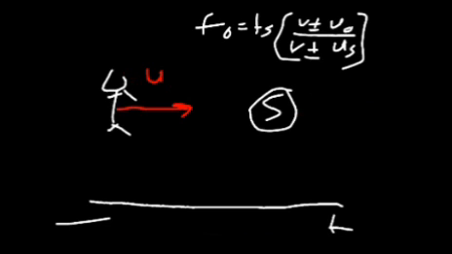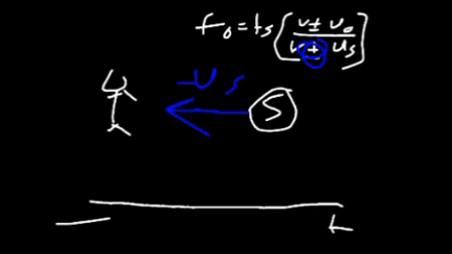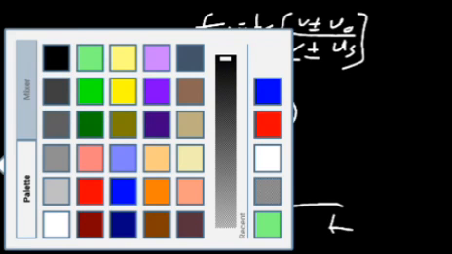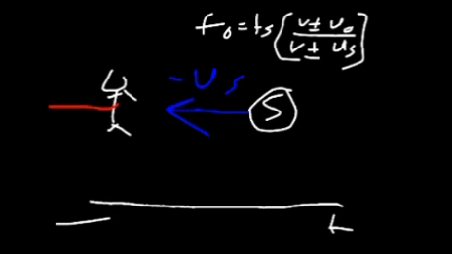Now if they said the source is moving towards the observer, it means US is negative. It means you are going to use negative in the formula. So now if they said the observer is moving away from the source, from the stationary source or whatever, you're going to use negative for the velocity of the observer.